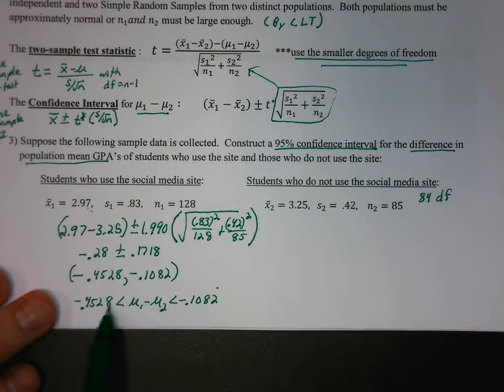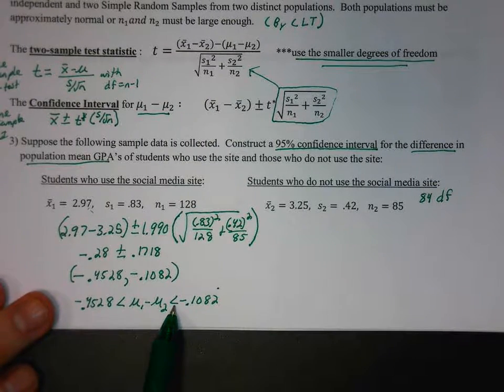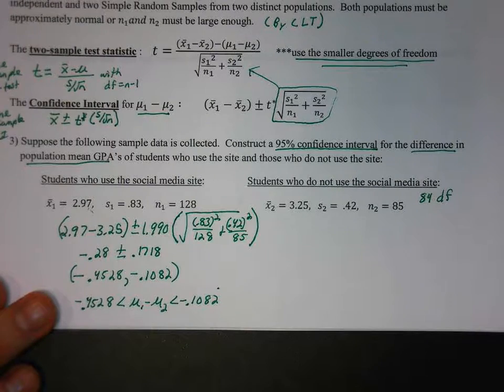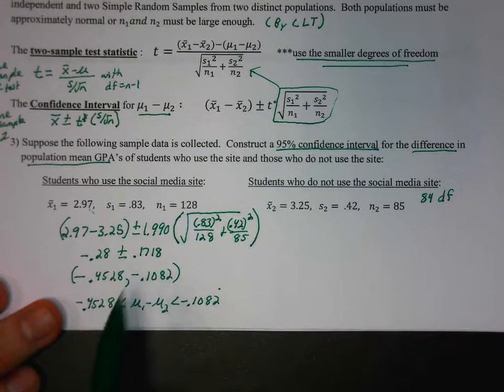Okay, so the fact that both of those endpoints of the intervals are negative, what it leads you to believe is that it appears that the users of the site have a lower GPA than the non-users. And the difference in the GPAs we'd expect it to be between negative 0.4528 points lower and negative 0.1082 points lower.